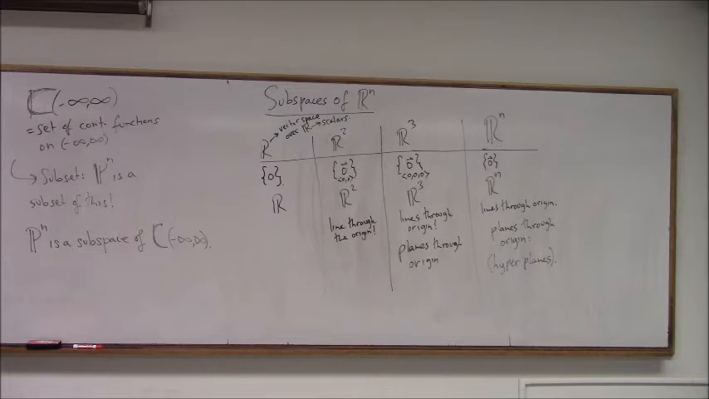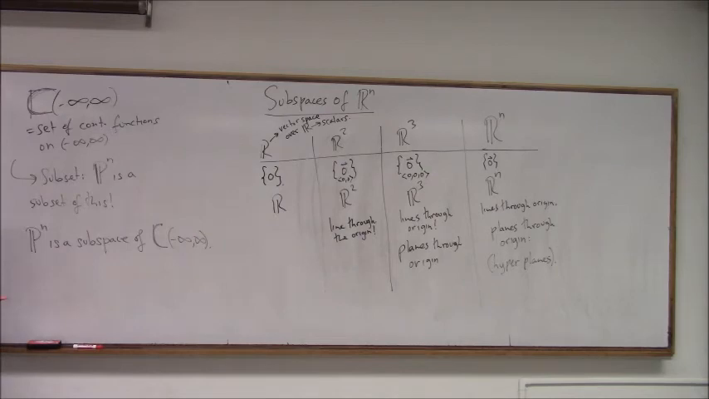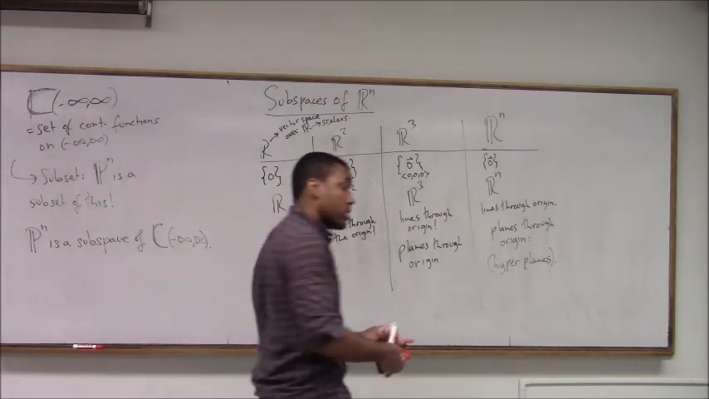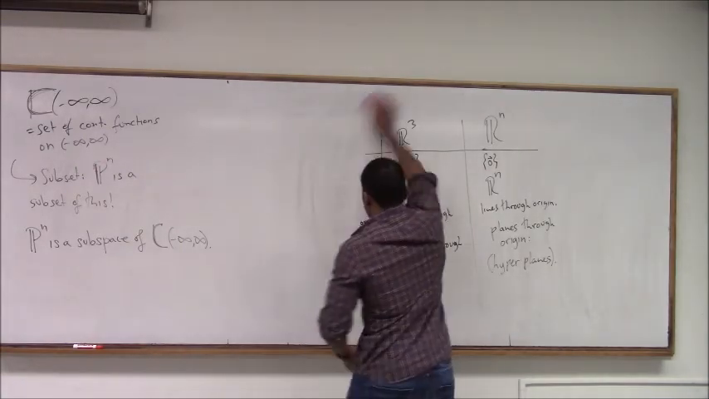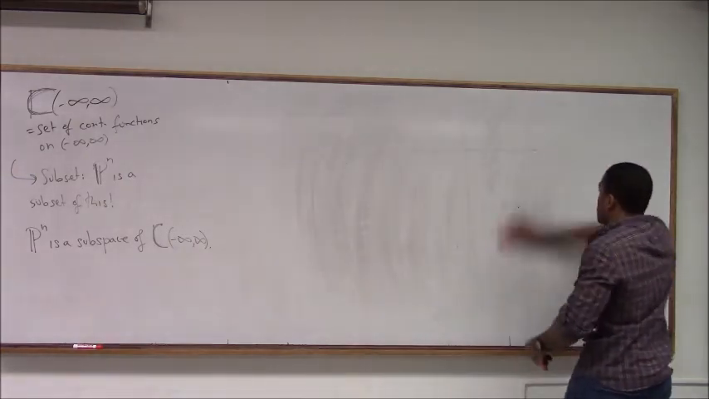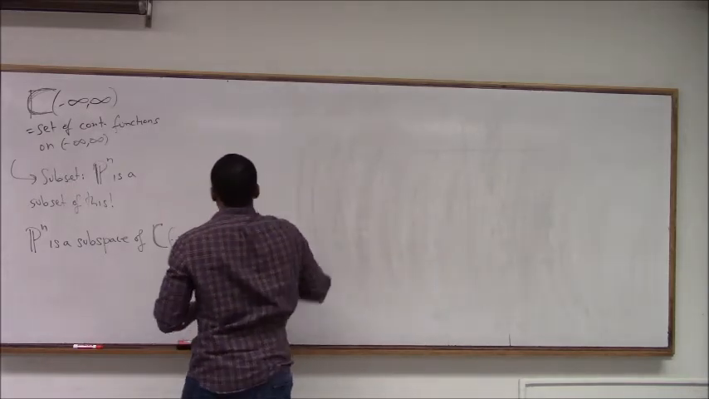I can look at all continuous functions and only extract the ones that have derivatives. The differentiable continuous functions, those also form a subspace, right? Because if I add two differentiable functions, the result is a differentiable function. If I take a scalar multiple of a differentiable function, the result is a differentiable function.